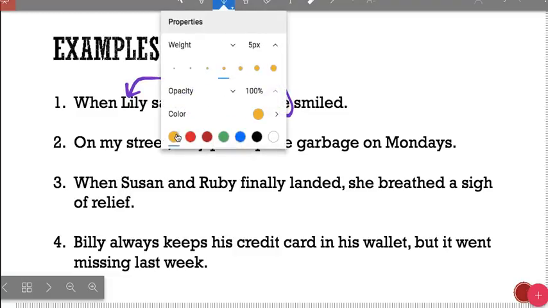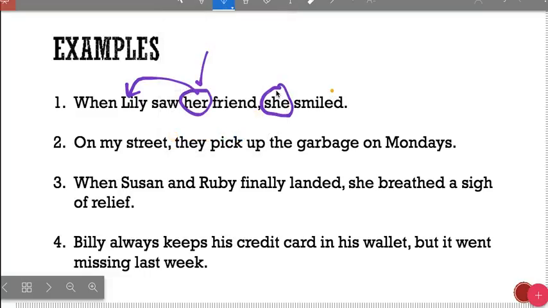But what about she? So if we look at this she, who is it talking about? She smiled could mean that Lily smiled, but Lily saw her friend, she smiled, could also be Lily's friend, could also be the one smiling. So this one doesn't work. She is a vague pronoun.